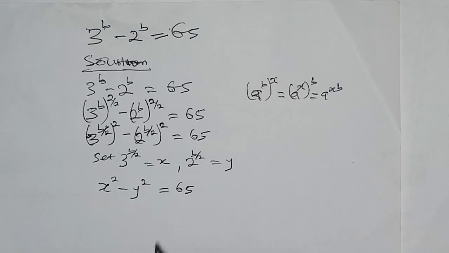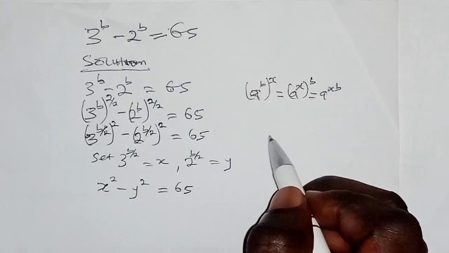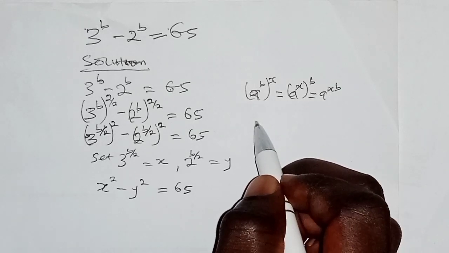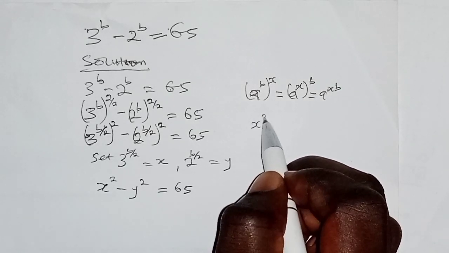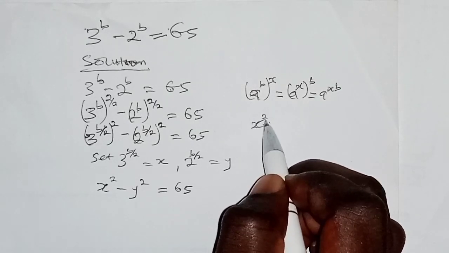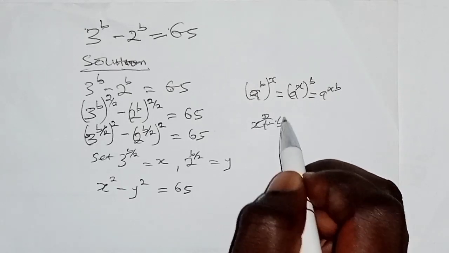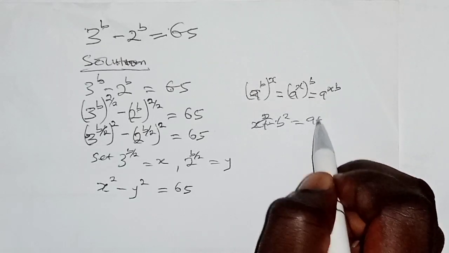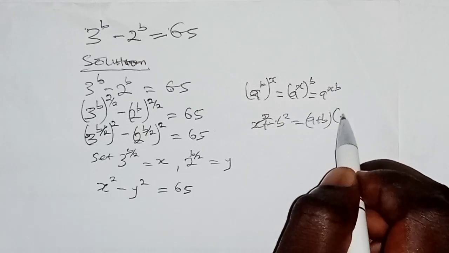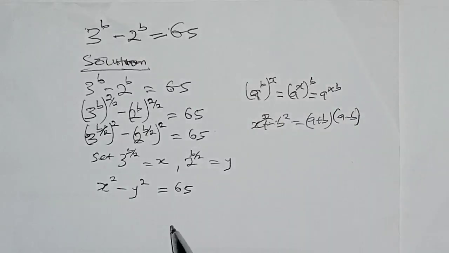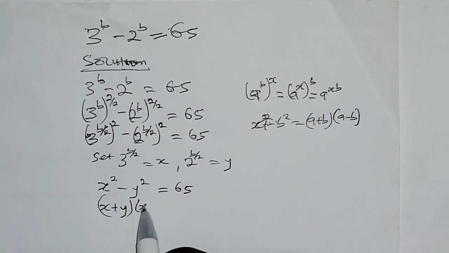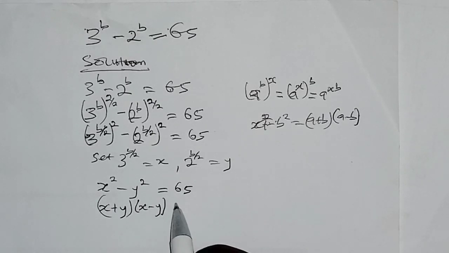So how do we simplify? Now we are going to be using the difference of two squares, which basically says that a squared minus b squared can be written as a plus b, bracket a minus b. I'm going to use that property here, so I can write this as x plus y, and then x minus y, and this is equal to 65.